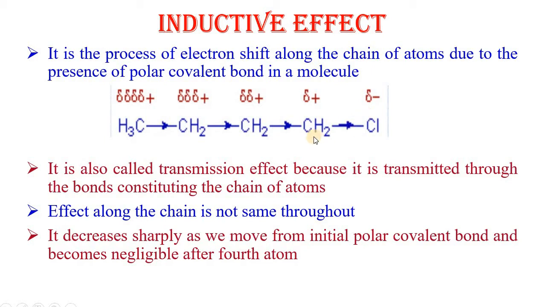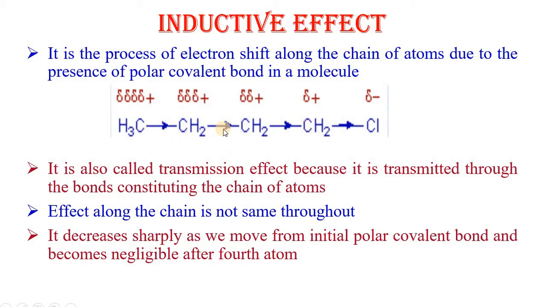As you see in the example of N-butyl chloride, due to more electronegativity of chlorine compared to carbon, chlorine attracts the shared pair of electrons more towards itself compared to carbon. Therefore, chlorine acquires slightly negative charge while carbon acquires slightly positive charge. This positively charged carbon atom now attracts electrons from the second carbon atom. Thereby, the second carbon atom also acquires positive charge but less than that of the first carbon atom. So, electron shift takes place along the chain of atoms.